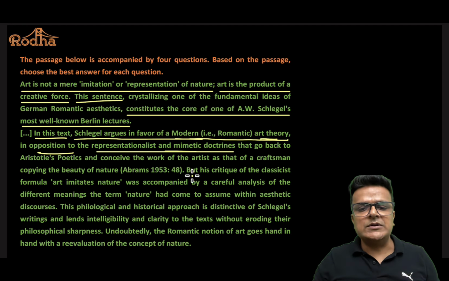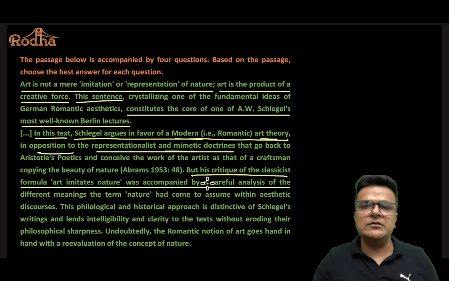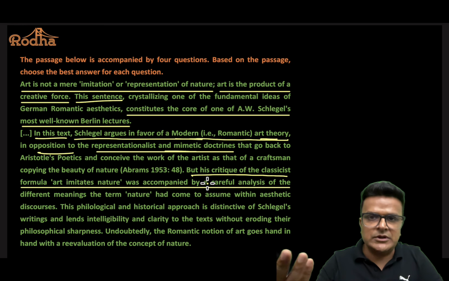And then it says, but this critique of the classicist formula. So classicist believed that art mimics nature. Art जो है वो nature को copy करता है. ये classicist मानते थे. Schlegel ने बोला कि ऐसा नहीं है. Copy करना art नहीं होता है. So this guy was against classicist theory.